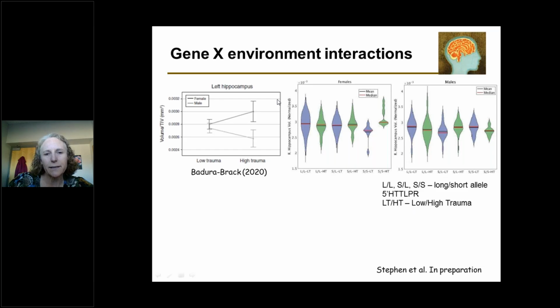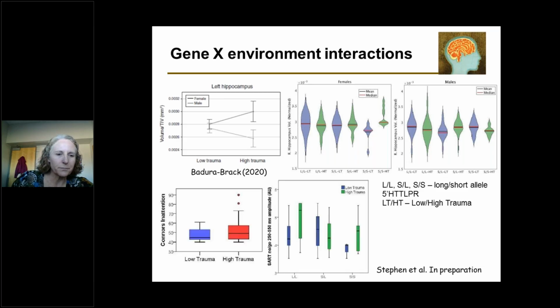And we do see a difference. This was the original finding. If you look at it by allele type, this is the short allele, and where you really see a difference in hippocampal volume is just with this particular subgroup. So we think it's important to not only consider male-female variables, but also genetic type as well.